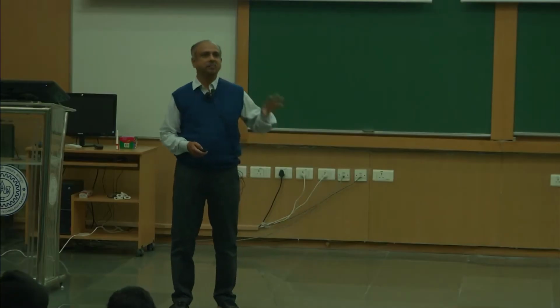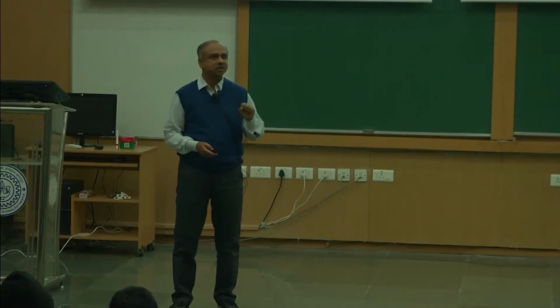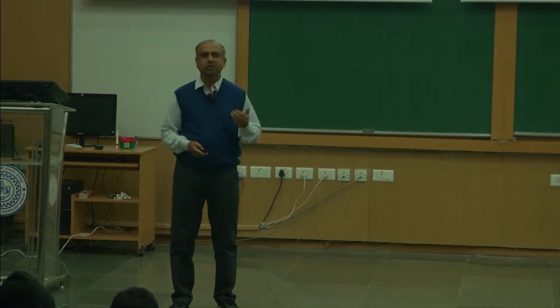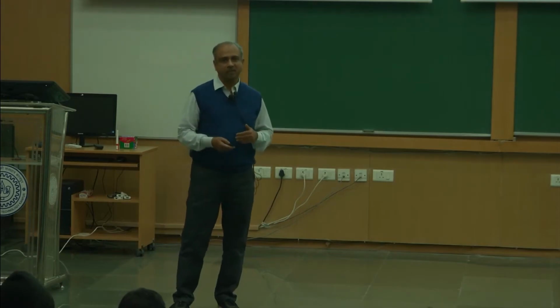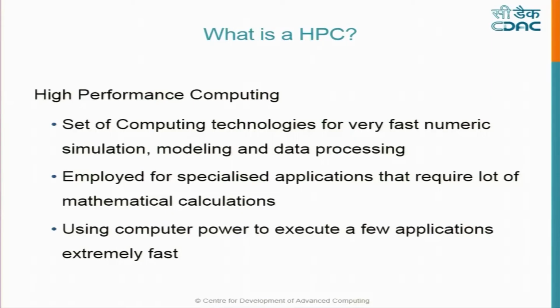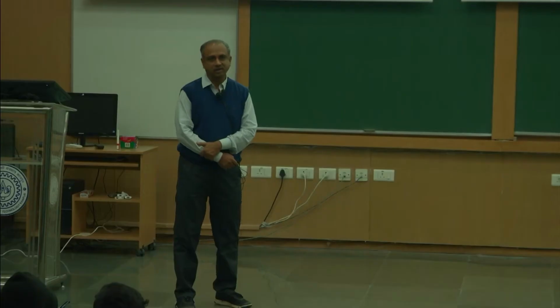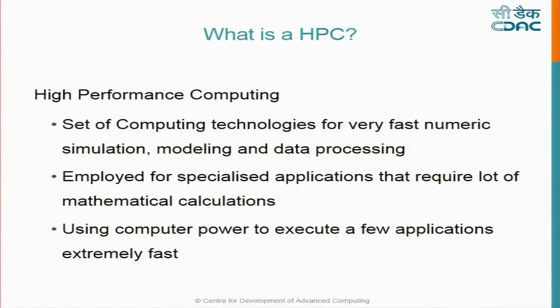So now we come to HPC. In the morning we saw how you can run a serial program faster, and what things you can do, like pipelining. Now when you want to go beyond this to parallel computing, the next step is what is called high performance computing. How do we define high performance computing? One definition says that you use a set of computing technologies which inherently show characteristics where fast numeric simulation, modeling, and data processing are all required. When you have a situation like this, then you use high performance computing.